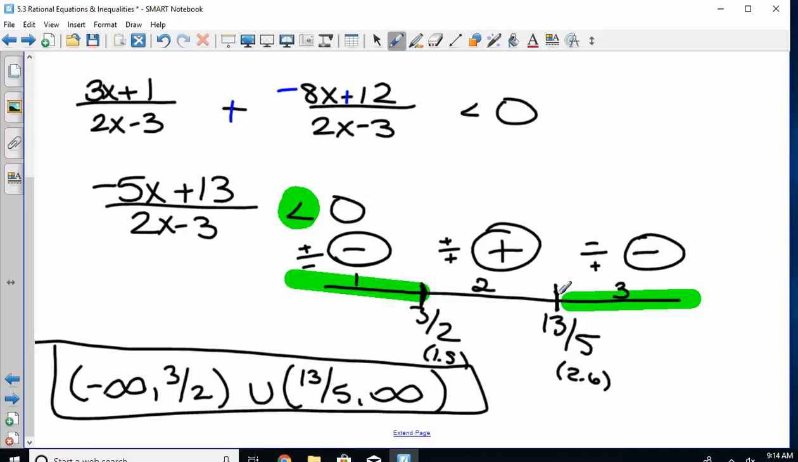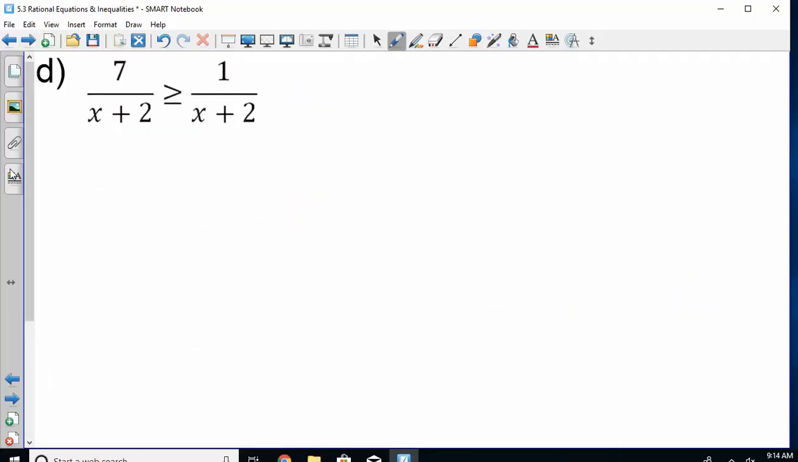How are we doing with these? Good. Good. Let's get this one. First step. Subtract your 1 over 2 times over. Mm-hmm.